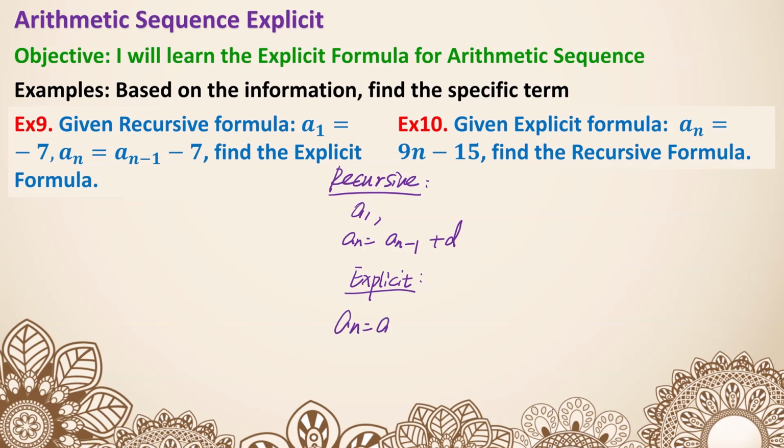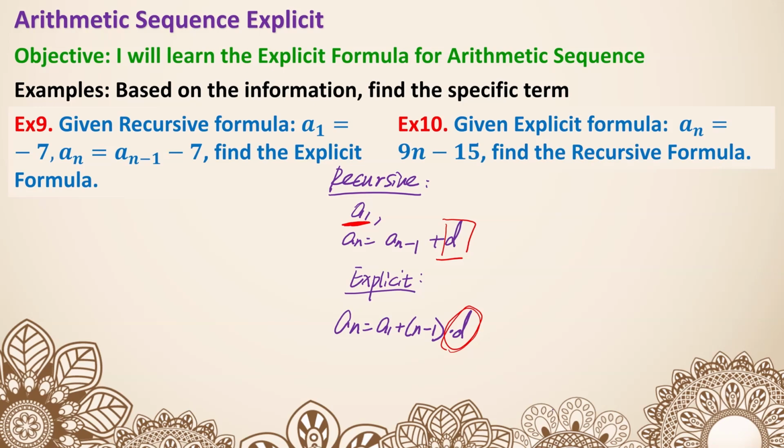Then we have explicit. A sub n is a sub 1 plus n minus 1 times d. Of course, after you simplify, what's easy to identify in the explicit formula is the d. And what's easy to identify in the recursive formula is a sub 1 for sure, and the d is also just on the back. So we can use this information to write the other formula. So let's have a look.